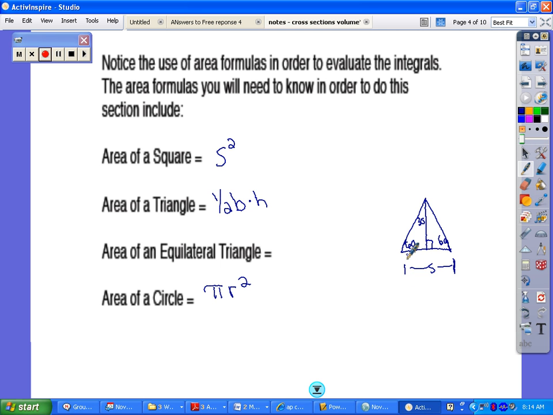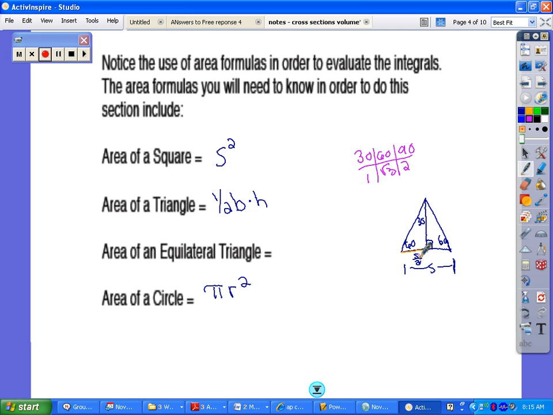So we need to find the side of the 90 triangle. So this side would be divided by 2. So this is S divided by 2, this side of the right triangle. And then to find the height, we would do our 30, 60, 90. So if we remember back to geometry, or even last year when we did 30, 60, 90, the ratio is 1, square root of 3, 2.